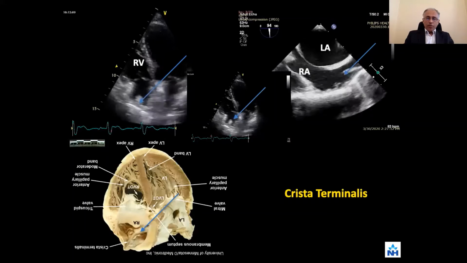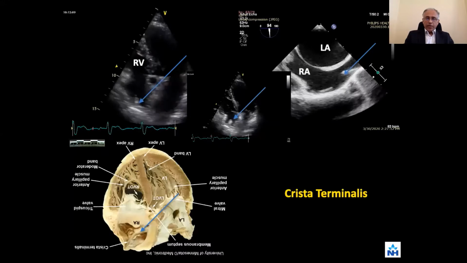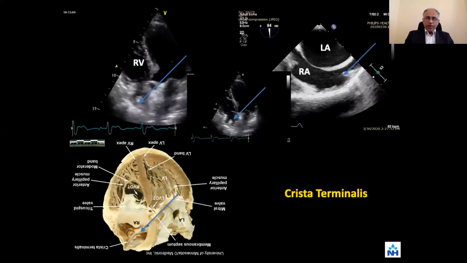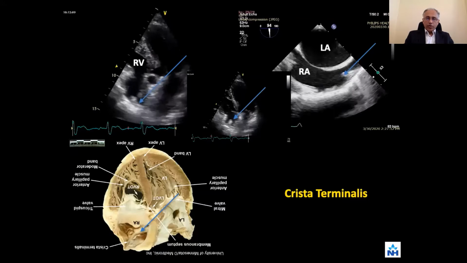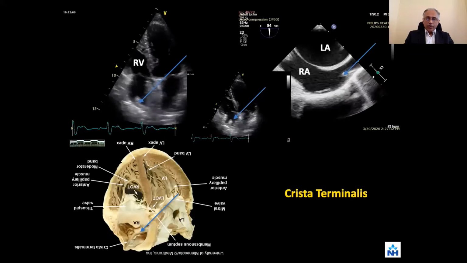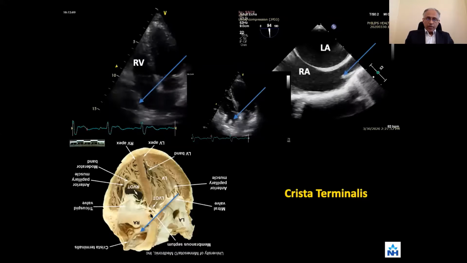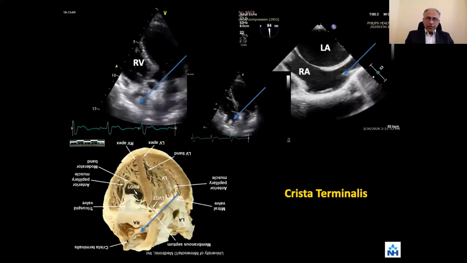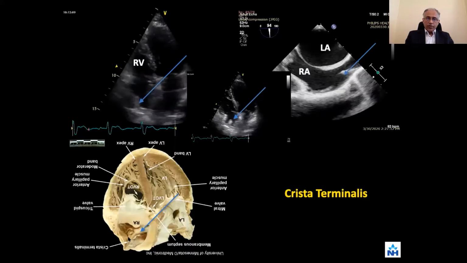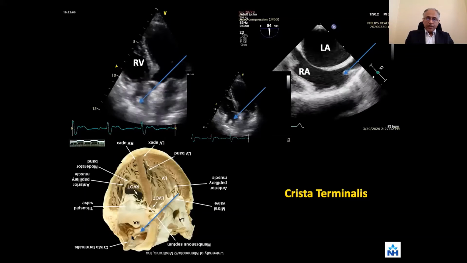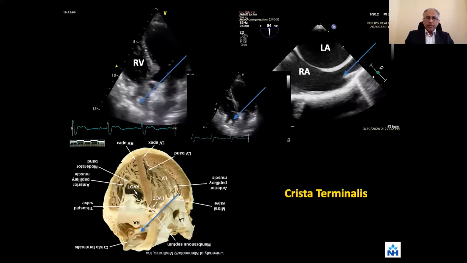And the one below has been inverted, just to give you an idea of the actual anatomy in terms of the echo correlation. You can see that the arrow points towards a cord-like structure over there, which moves in a crescent-shaped direction, and that is how it actually looks.